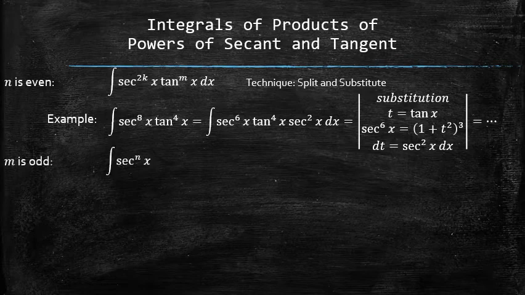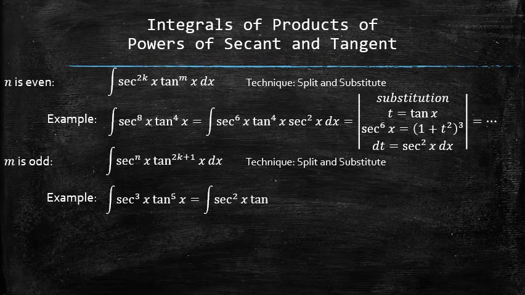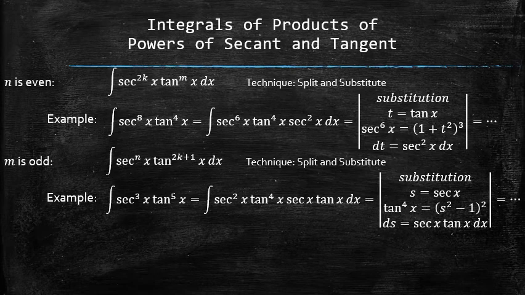When the power of tangent is odd, we can use the split and substitute technique in which we rearrange the integrand by chipping away a secant x times tangent x to create a recognizable pattern. Then we set up a substitution by setting a new variable, let's say s, equal to the secant of x, which leads to a simpler integral of a polynomial function in terms of s.